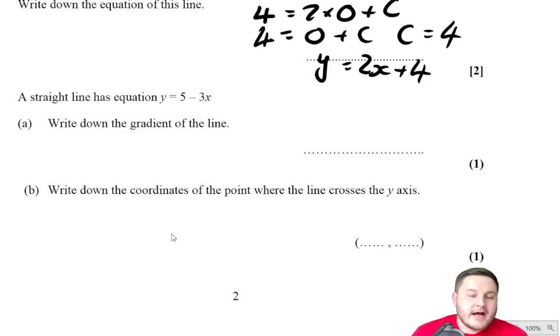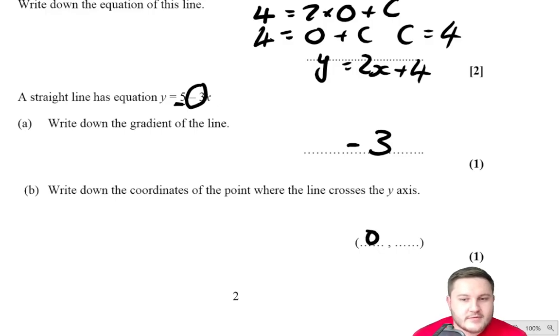Okay, so have a look at this question here. I'll just give you a few seconds. You could just do it in your head or you can write it down. It doesn't really matter. Pause the video now and give this question a good go. Right then, so hopefully you've said that the gradient of the line is -3 because it's the value in front of the x. And write down the coordinates of the point where it crosses the y-axis. Well, the y-intercept is 5, so it's got to be (0, 5). So it's just about making sure we pick out the right value from the equation of the line.